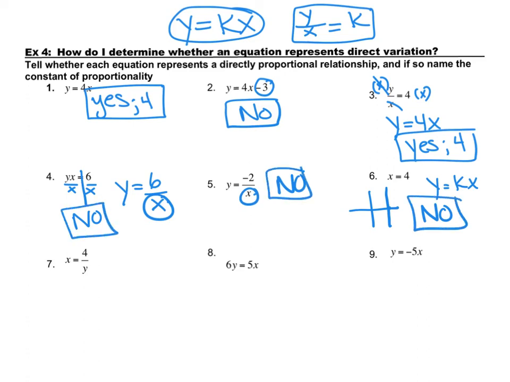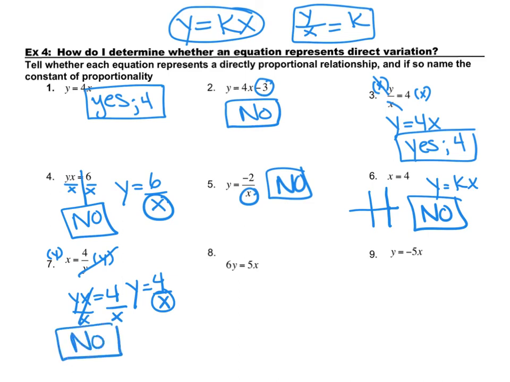All right, so I have x is equal to 4 divided by y. Well, can I get that y all by itself? So right now it's multiplying. I could multiply by y on both sides. I'd have yx is equal to 4. Well, to get that y all by itself, I divide by x. And again, what's going to happen is you've got that x on the bottom, which makes it not linear. So no, this is not direct variation.